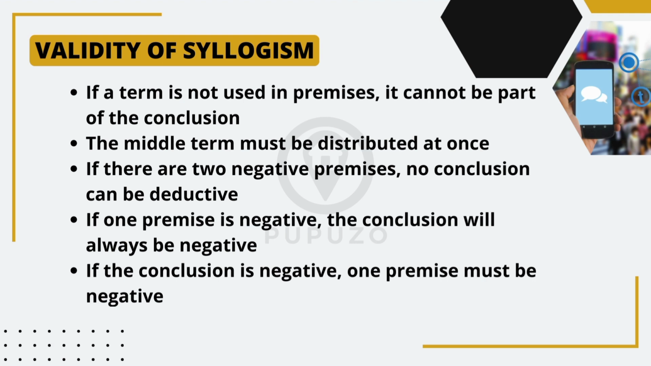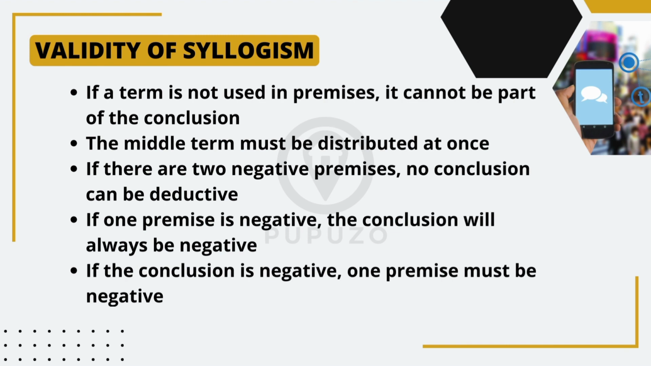Lastly, if the conclusion is negative, one premise must be negative. Negative conclusions necessitate the presence of a negative premise to support their validity. This relationship ensures consistency and coherence within the syllogistic structure.